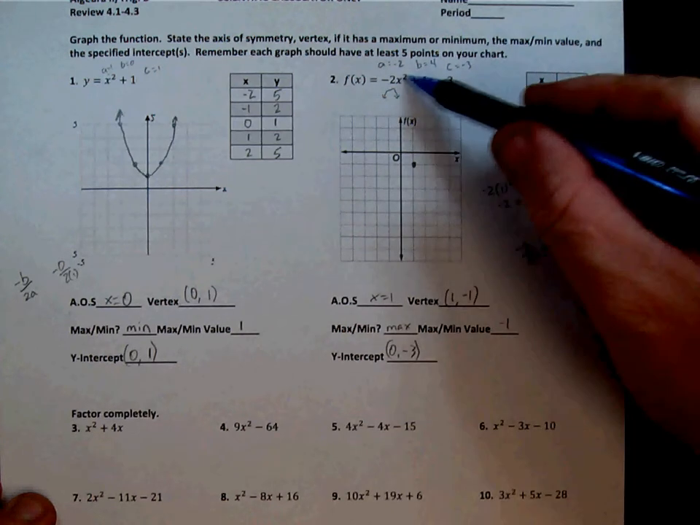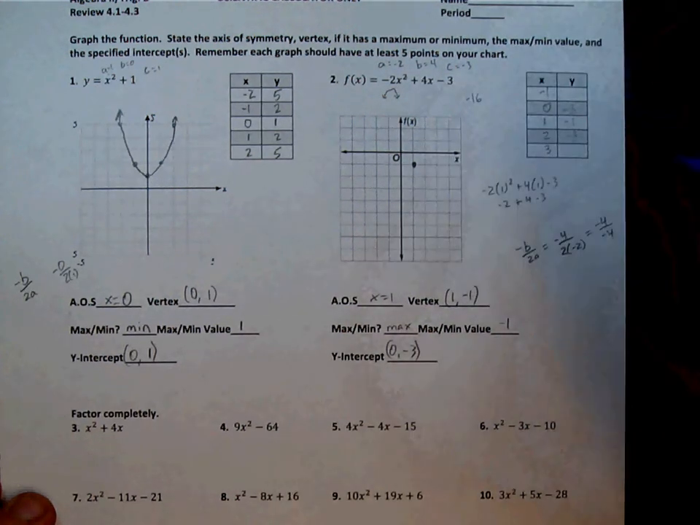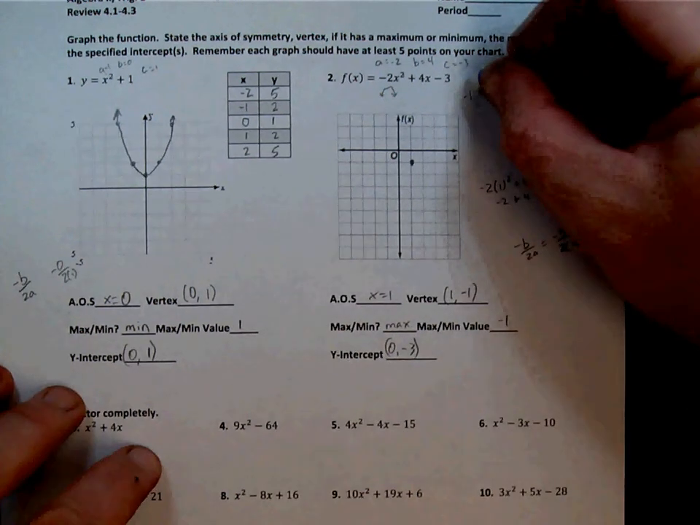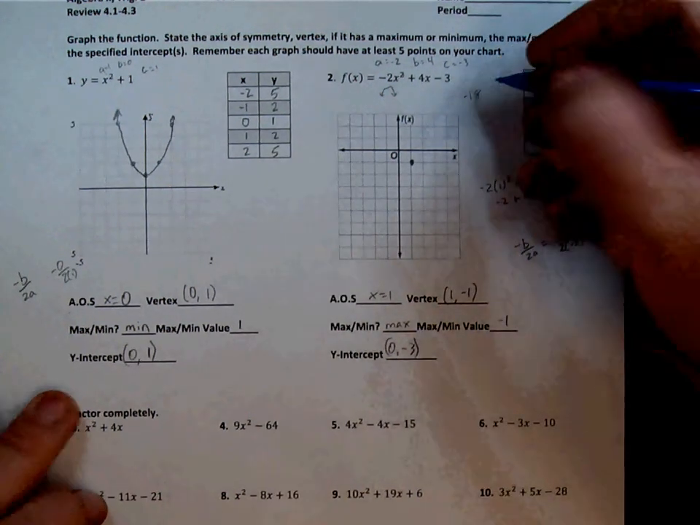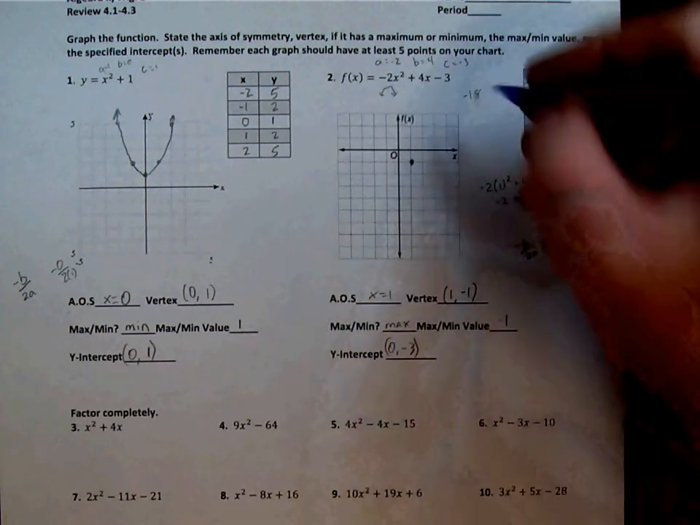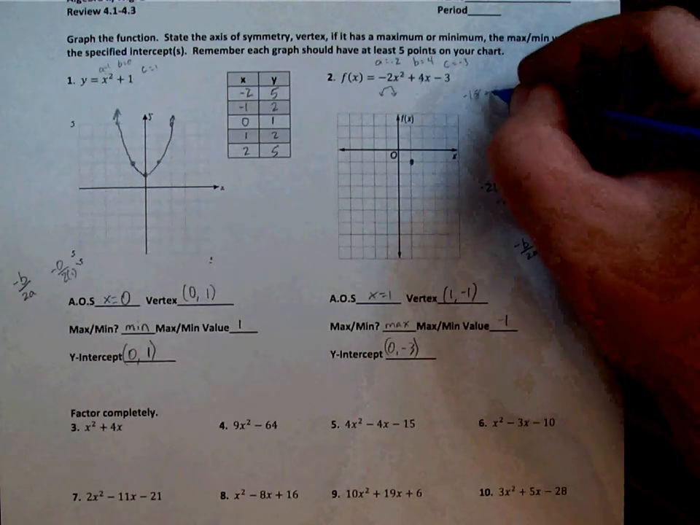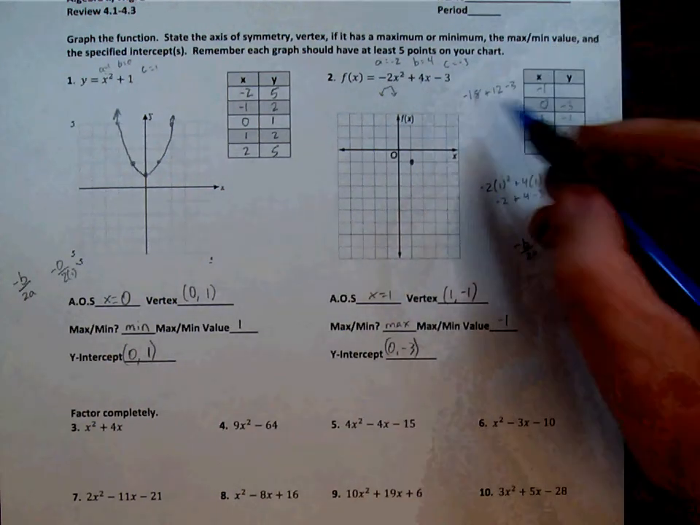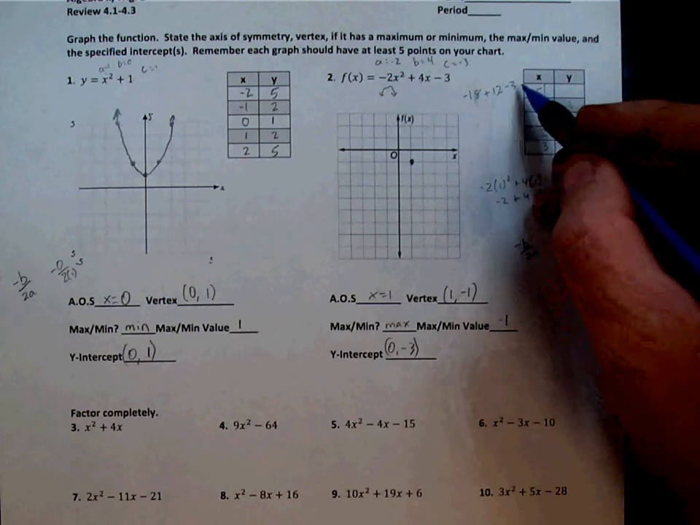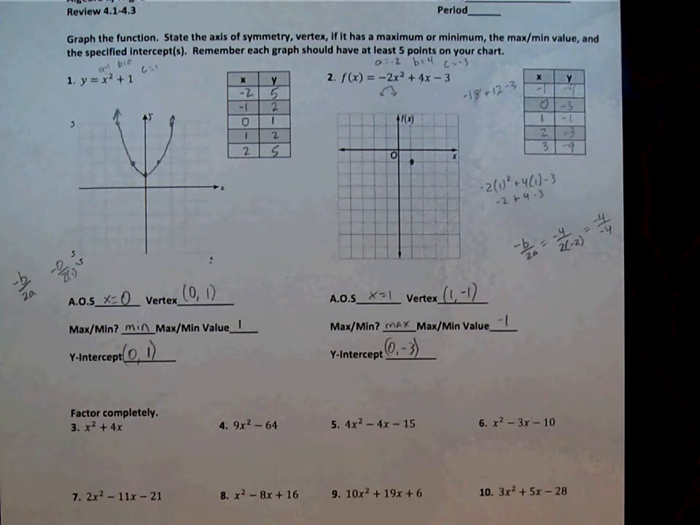If I plug 3 in, 3 squared is 9, times negative 2 is negative 16. Oh, sorry, 18, I was adding 9, not an 8. Once again, that was negative 2 times 3 squared. 3 squared is 9, negative 2 times 9 is negative 18. Plus, plug in 3 here also. 4 times 3 is 12. So negative 18 plus 12 is negative 6, minus 3 is negative 9. Should be symmetric.